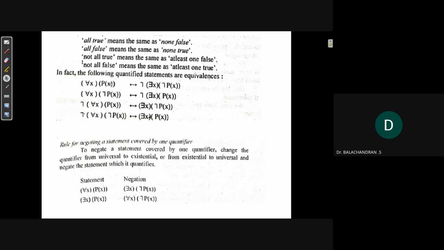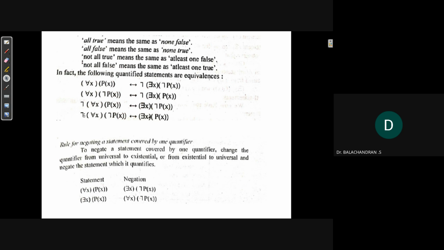Similarly, I should take the negation for this one. So none false, I should take what? Negation here. So negation of what? There exists x, negation of p of x. Next, the second one. All false is the negation of what? Not all false. So all false is the negation of not all false. That's why from 4 I'll get 2.